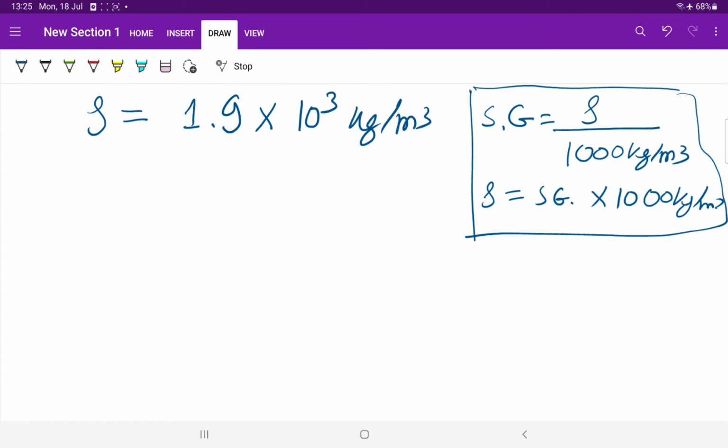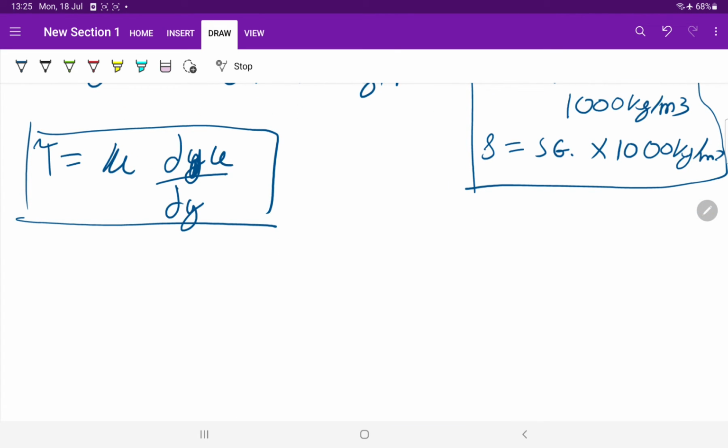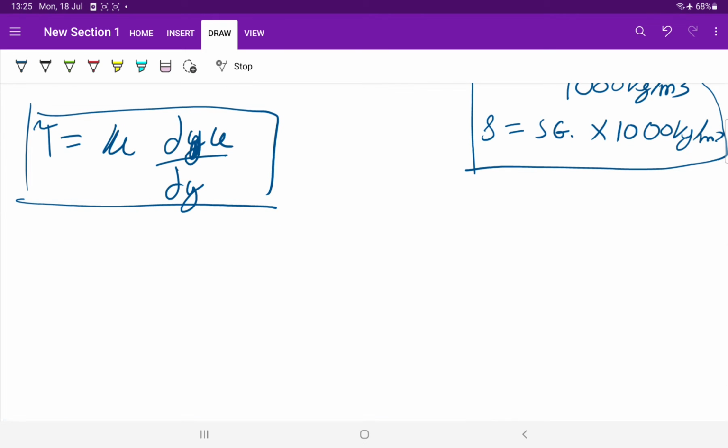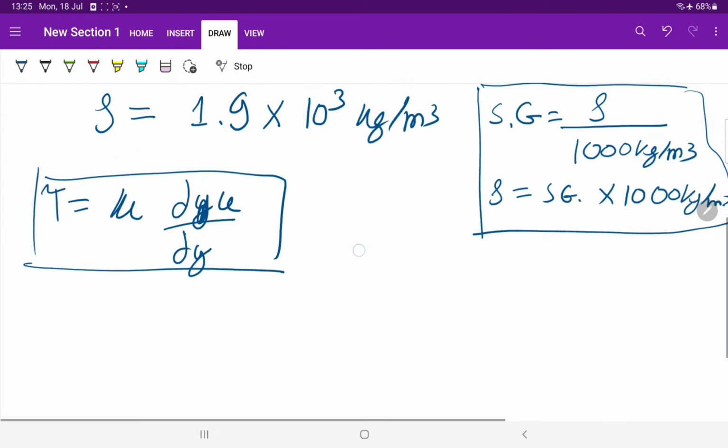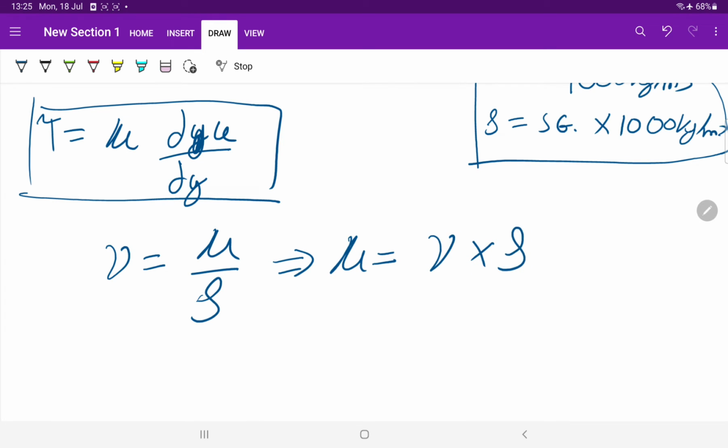So viscosity, in simple terms, we need to get mu. So tau is equal to mu du by dy. Write the relation again and again so that you can remember. Now we don't know mu, so we have to find out mu here first. To find mu, we know we have nu and rho. So nu is equal to mu by rho. Now mu is the question mark, so mu is equal to nu into rho.